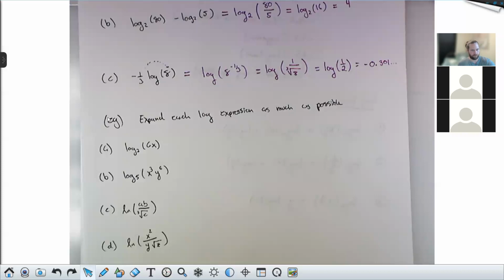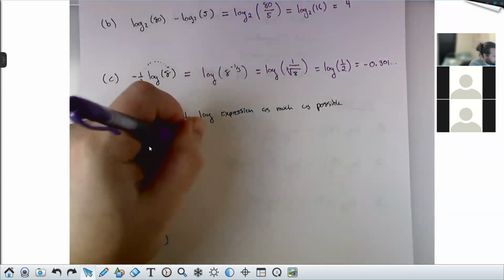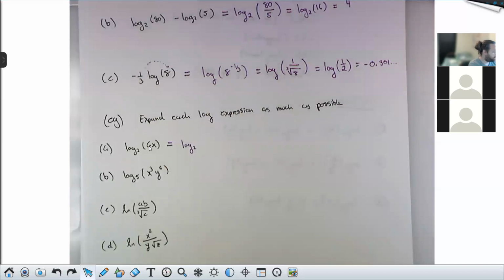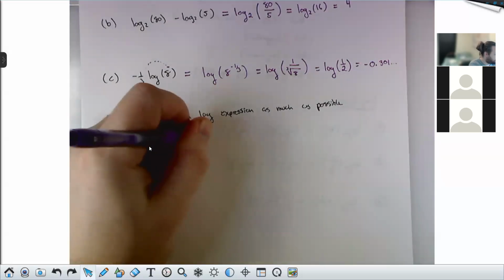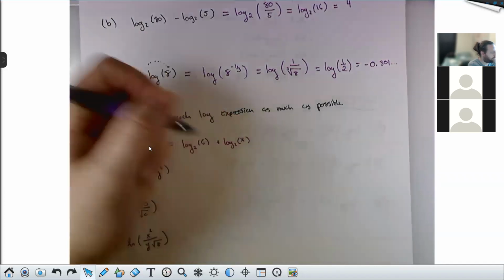The first one is fairly straightforward. There's only one thing going on inside that logarithm. If we look here, this is the base 2 log of 6x, and 6x is 6 times x. So this is a log with some multiplication going on inside. So according to that first rule, I can expand this as the sum of two logarithms. First one being the base 2 log of 6, second one being the base 2 log of x.